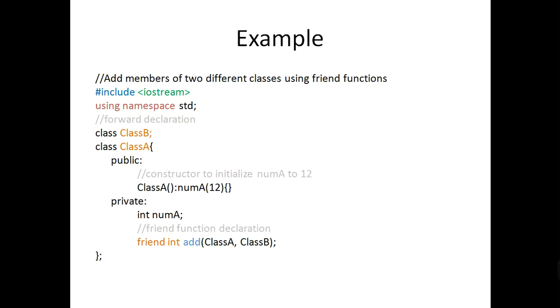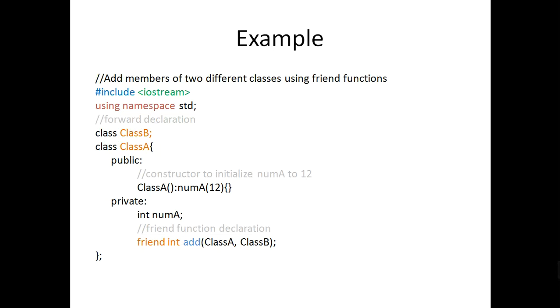In class A there are two sections, one is private and one is public. In the public section we declare class A, which is the constructor. You will see later what a constructor is and what the rules for declaring a constructor are. A constructor is a special member function which is initialized automatically. So class A is a constructor, then number A of 12, because the constructor initializes number A to 12.